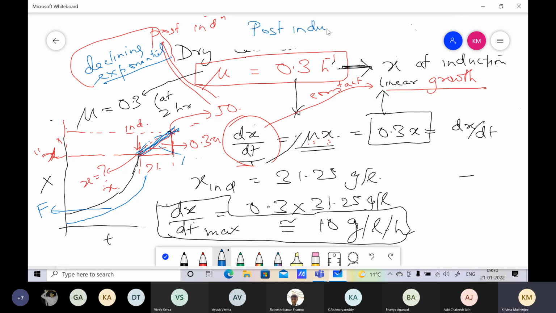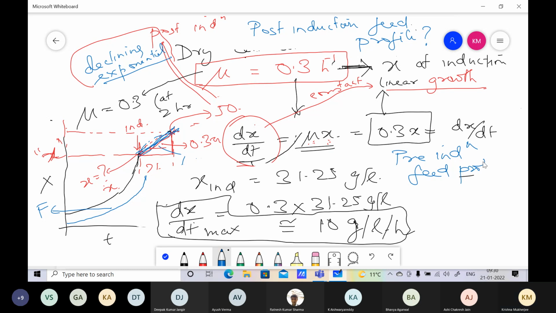Tell me, loudly please. The substrate would be increasing. How would it increase? I'm asking you the question: what is the post-induction feed profile? Earlier, the pre-induction feeding profile is exponential, right?